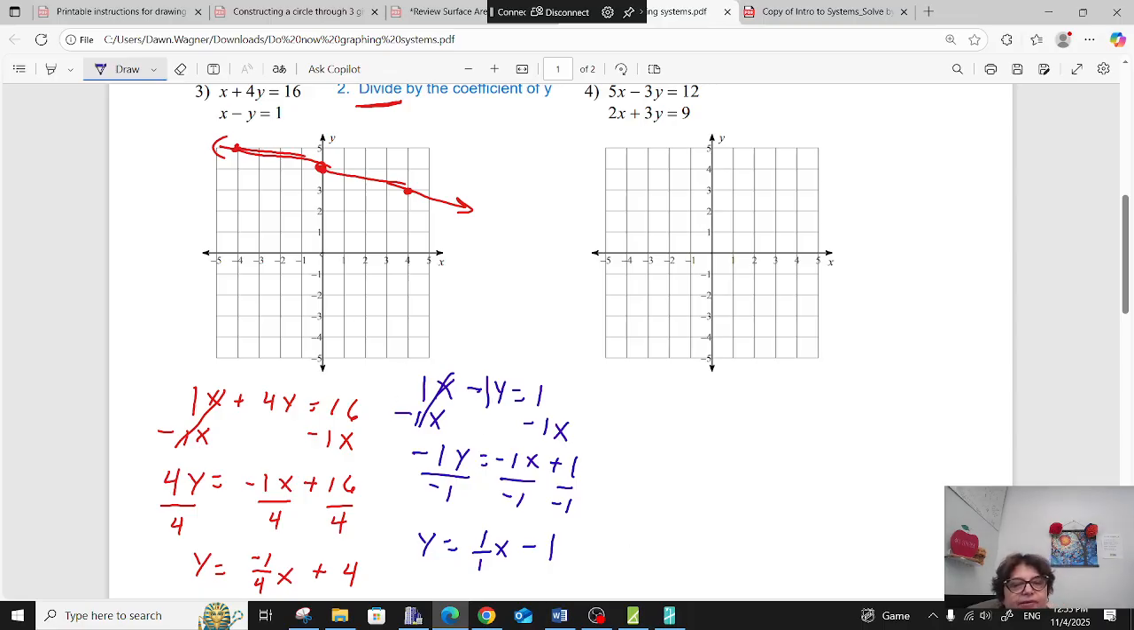So here we would go negative 1, and then I'm going to go up 1 over 1, up 1 over 1, up 1 over 1, up 1 over 1. This is what I was looking for, where they cross. That is actually the solution then. So this would be 4, comma 3.